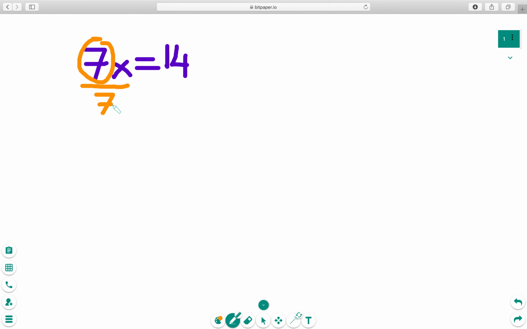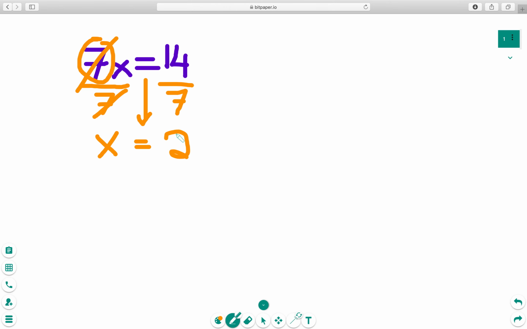So we have to divide this side by 7, and we have to remember to divide this side by 7. So 7x over 7, this 7 and this 7 cancel out, so we're left with x, and then we bring down this equals 14 divided by 7 is 2. So x equals 2. Now we can check our work.